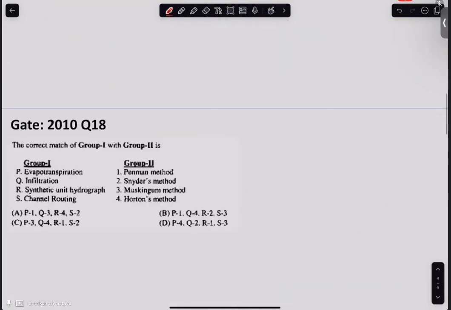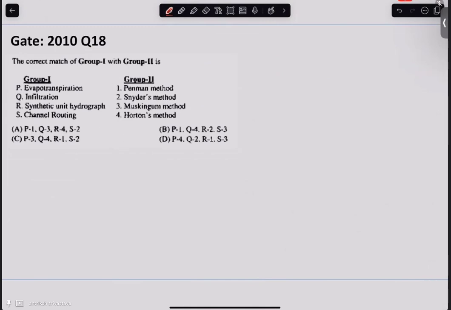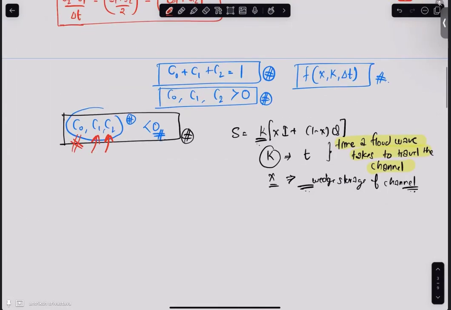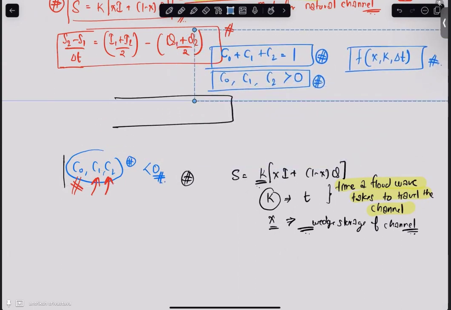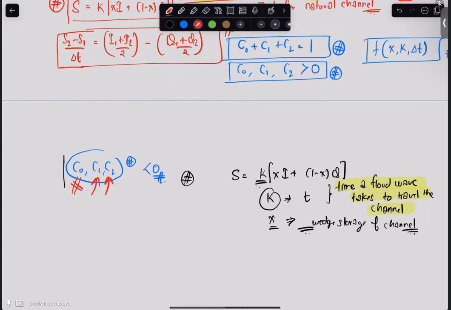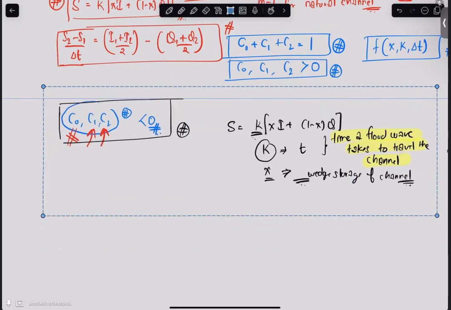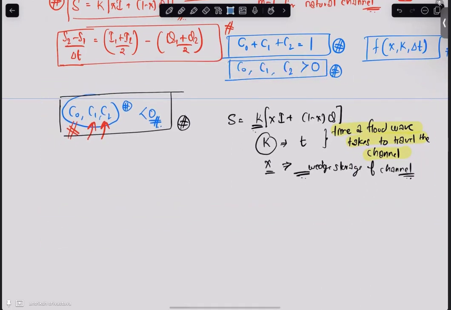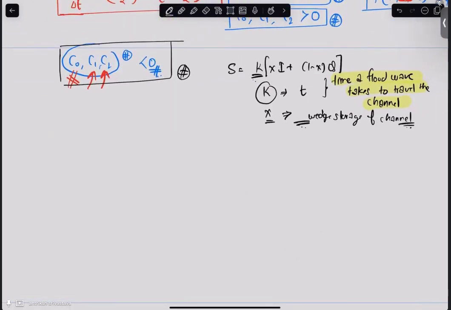Okay, let's go to the next question. Before we go to the next question, let me just, for my sake, take one more question related to the Muskingum method that actually is very basic, but often we see that we are having difficulty answering that question. So I'm going to answer this question because this is a recording, but I would want you guys to pause the video and try to answer this question.